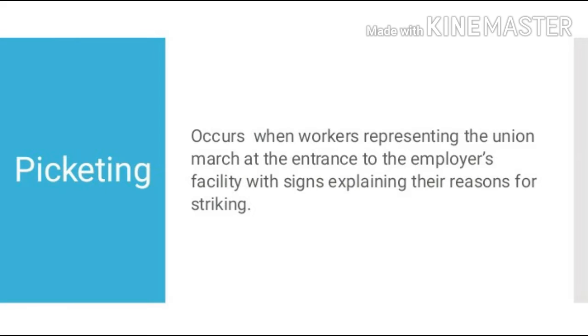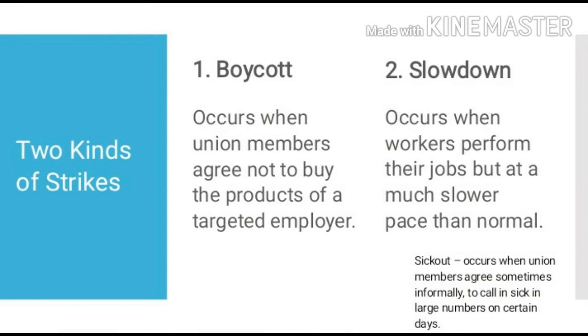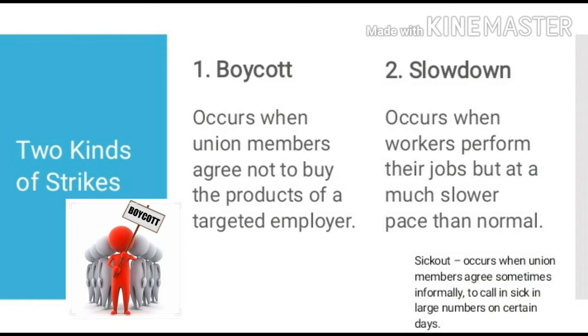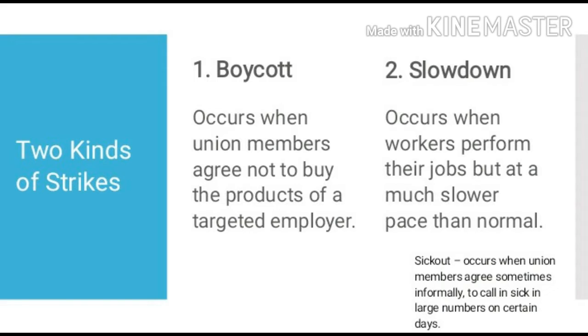But there are also two less extreme tactics that unions sometimes use. These are boycotts and slowdown. A boycott occurs when union members agree not to buy the products of a targeted employer. A boycott is simply when union members do not buy the product, or have spread to their co-unions not to buy the product or patronize the product or service of their certain employer.